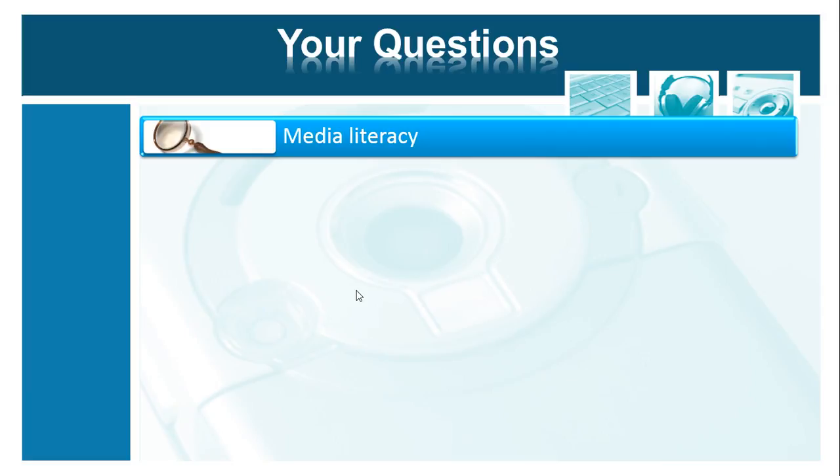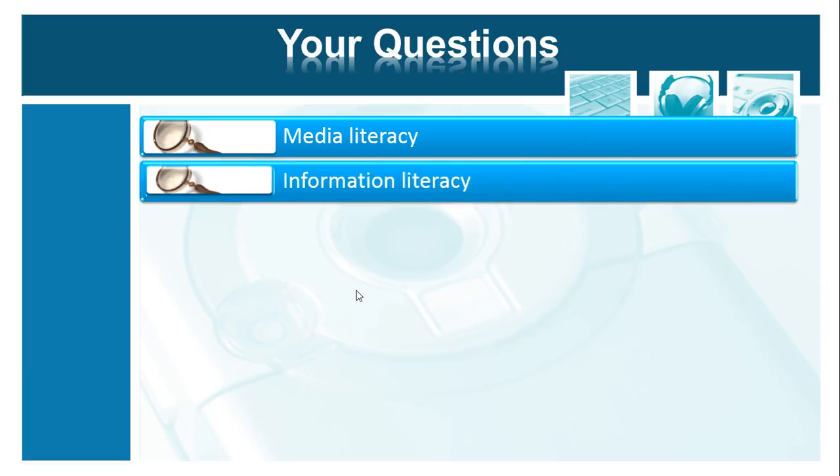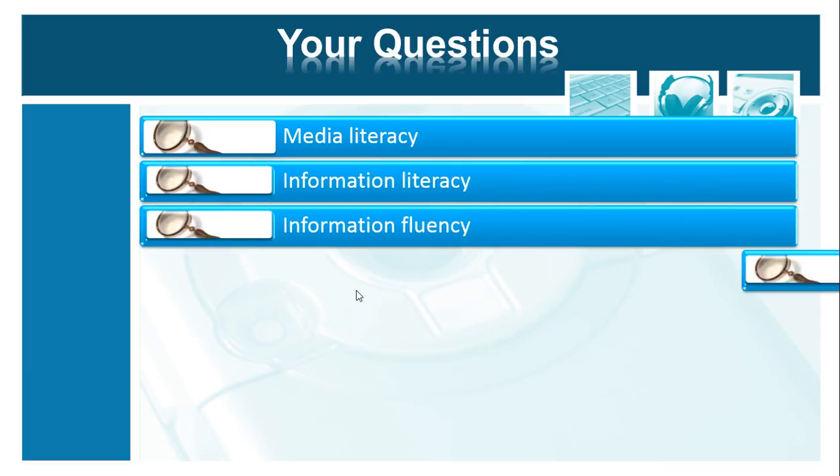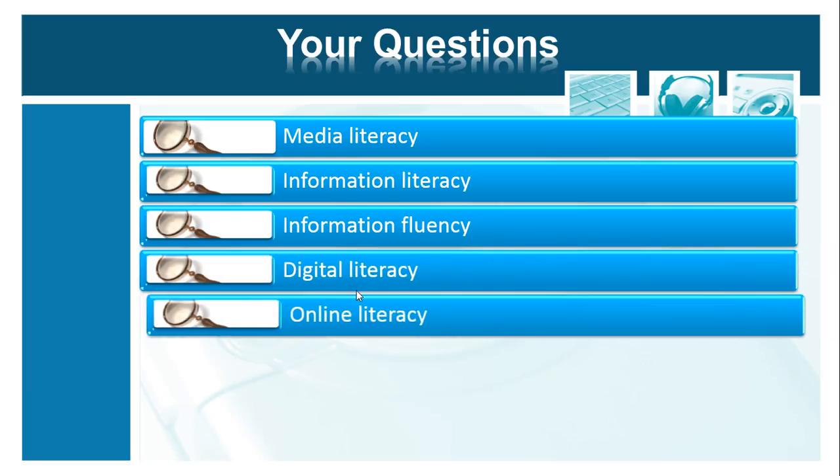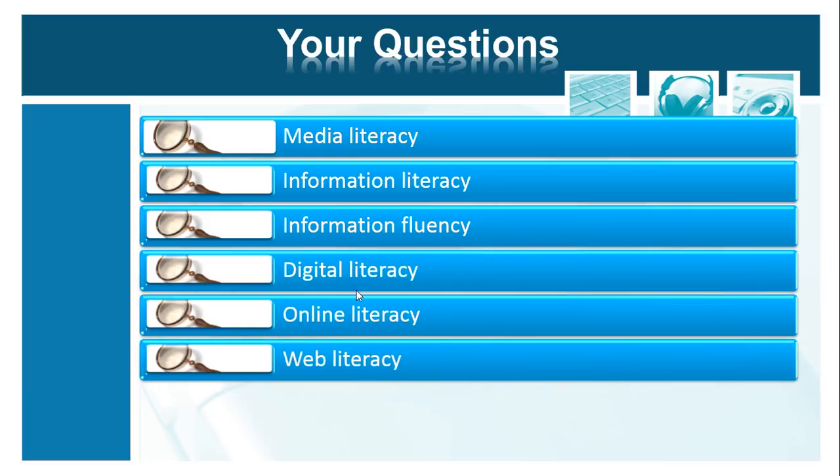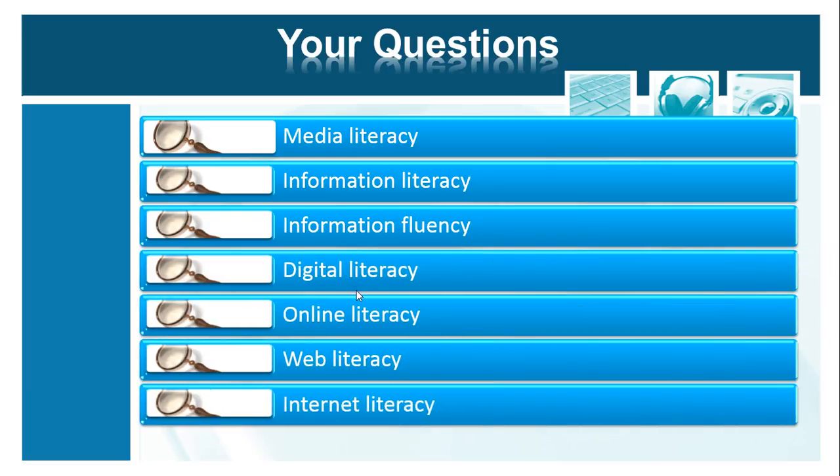And so when you're searching for these kinds of resources, you may use a variety of different labels. For example, media literacy, information fluency, digital literacy, online literacy, web literacy, or internet literacy. And the amount of resources that are available out there, as you know, is very overwhelming to try to digest in just one session.